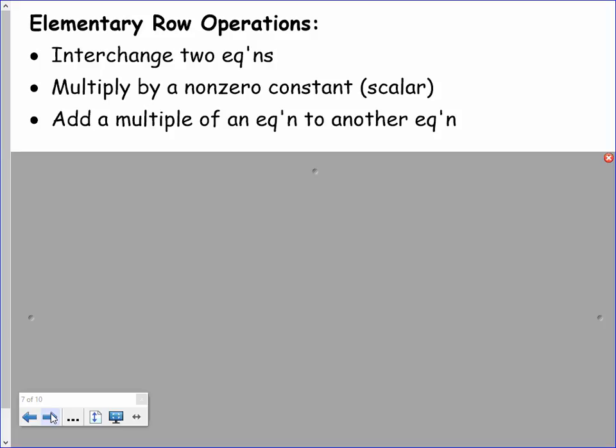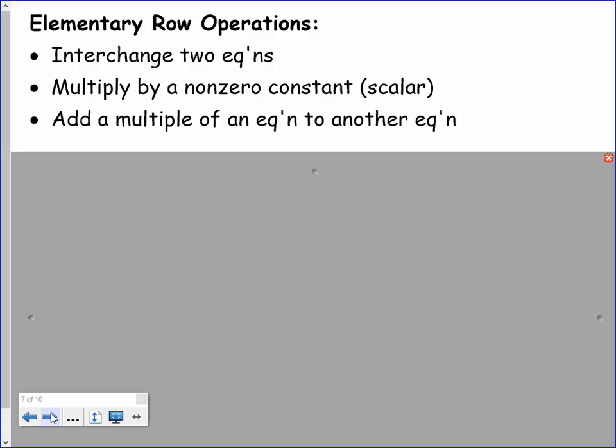Okay, so the first one, interchange 2 equations. That means switch them around. If you've got a first equation and a third equation, you're allowed to switch it. Make the third first, make the first third. And so you can change their order in the matrix however you want. Number 2, you can multiply by a non-zero constant. You could multiply by 0, but that would not be very exciting. Everything would turn into 0. So you are allowed to multiply the whole matrix or a row of the matrix by a particular constant. That would be kind of like a scalar.